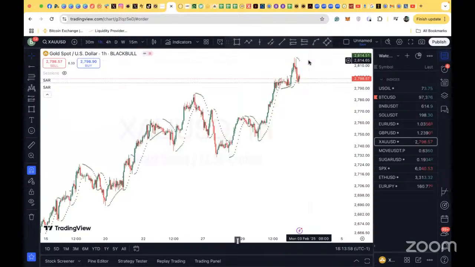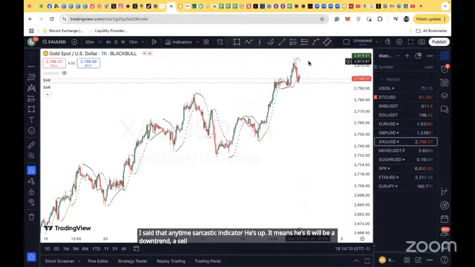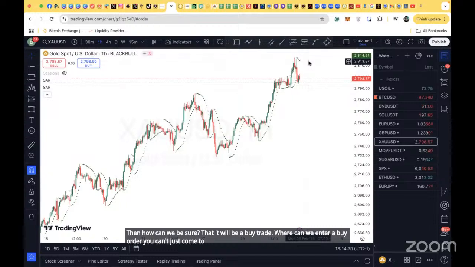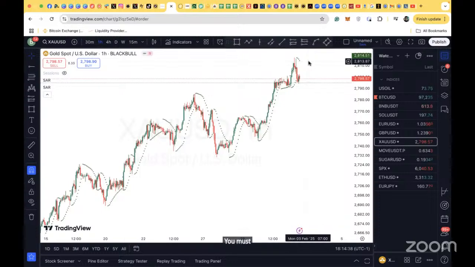I say that anytime the stochastic indicator is up, it means that it will be a downtrend, a sell trade. If it goes down, it will be a buy trade. Then how can we be sure that it will be a buy trade? Where can we enter a buy order? You can't just come to the 1 hour and want to buy. No, you must find your entry price first. You must look for your support first.